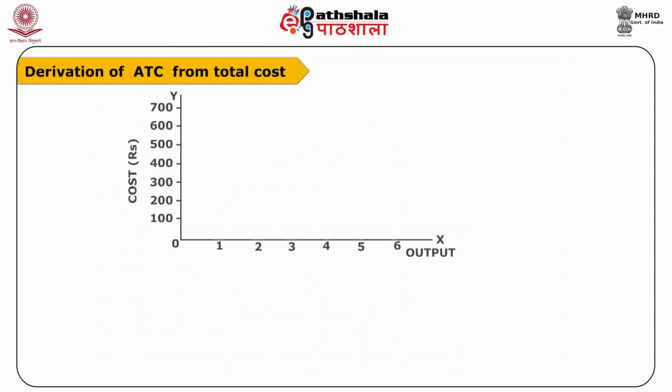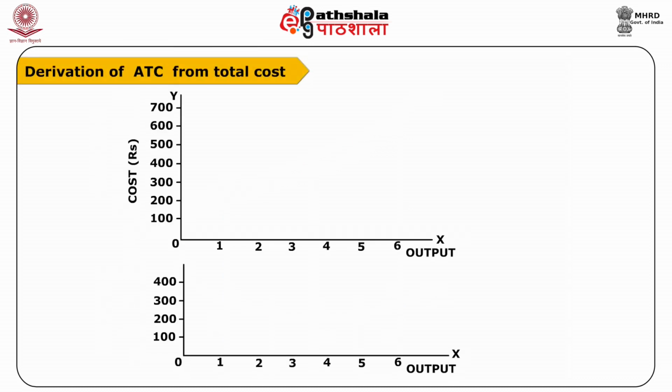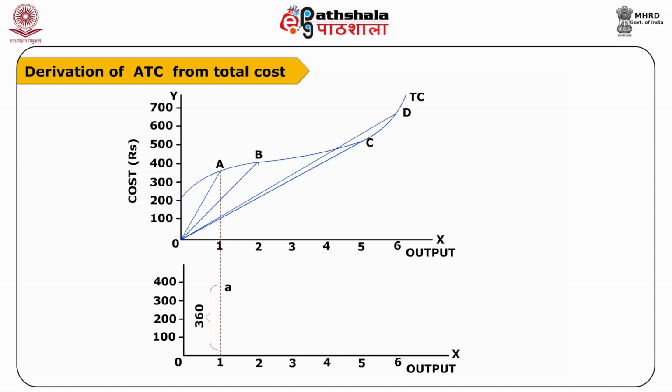Let us now study the derivation of the ATC curve from the TC curve with the help of a diagram. In the first panel, we have taken the total cost curve, and in the lower panel, we will derive the ATC curve. The ATC at different levels of output is indicated by the slope of the ray from the origin to the TC curve. Thus, OA, OB, OC, and OD are rays whose slope indicates the ATC at the corresponding level of output. By tracing these points on the lower panel, we get points A, B, C, D. Now join these points to get the ATC curve.